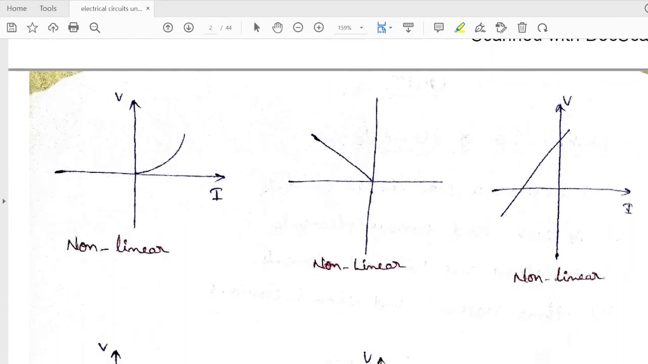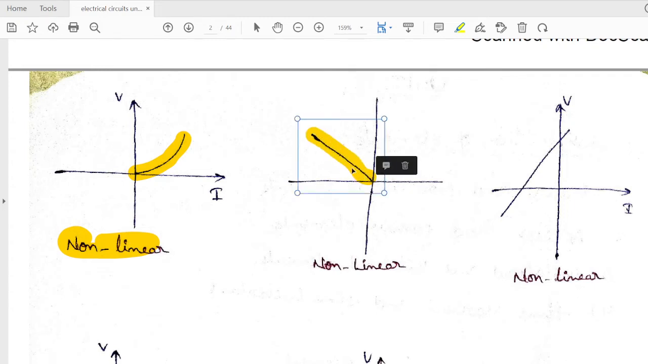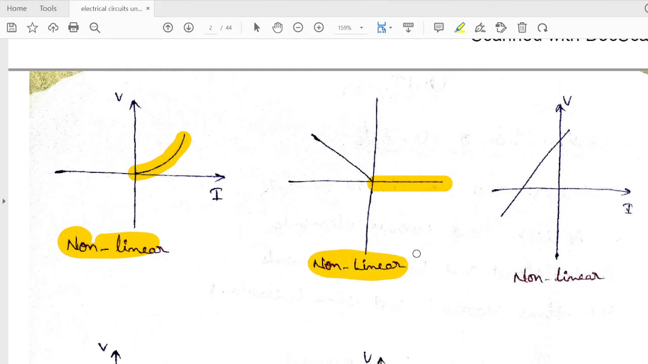See here in this diagram, this curve itself is not a straight line. So it is non-linear. Here also for all time t, it is not a single straight line. It is following like this. Up to here it is getting one straight line. From here to here we are getting like this. So it is also a non-linear element. Here we are getting a straight line for all time t, but this straight line is not passing through origin. That's why the element which is showing this kind of VI characteristic is also non-linear.